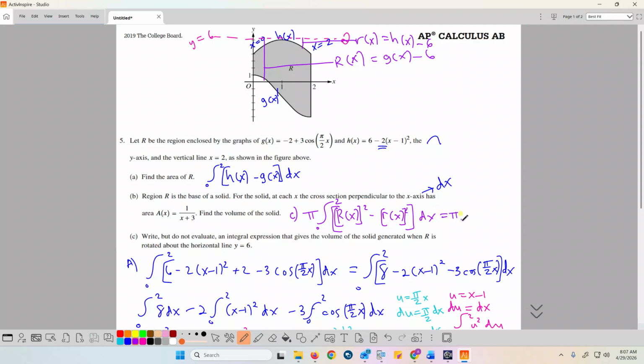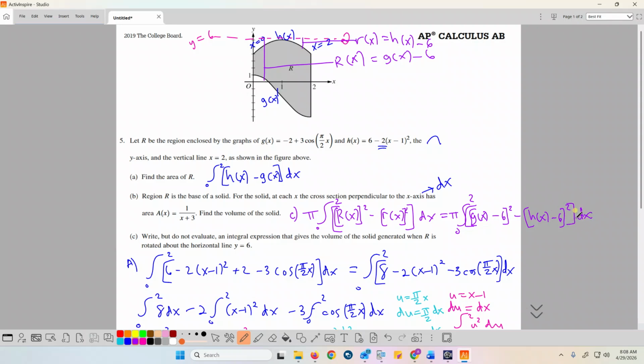So let's rewrite this. What is big R? We said that was g of x minus 6. Square that, because again, it's pi r squared. I'm going to put brackets around this thing, squared, minus, and then little r squared. Well, that's just h of x minus 6. Let's put brackets around that and square that. Again, pi r squared minus pi r squared. And then the variable of integration has to be there. Remember, that's just dx. So I'm just going to put another bracket around all of this and dx.